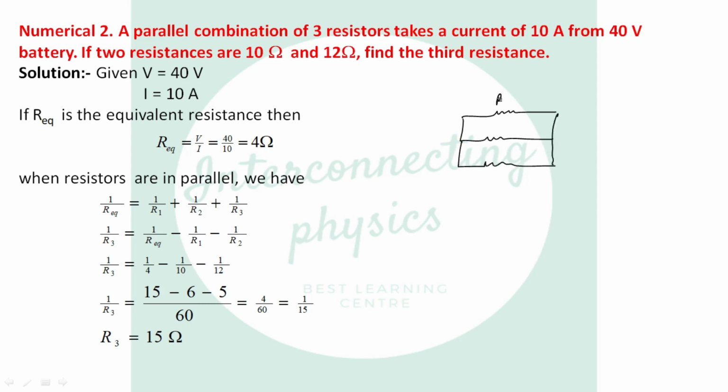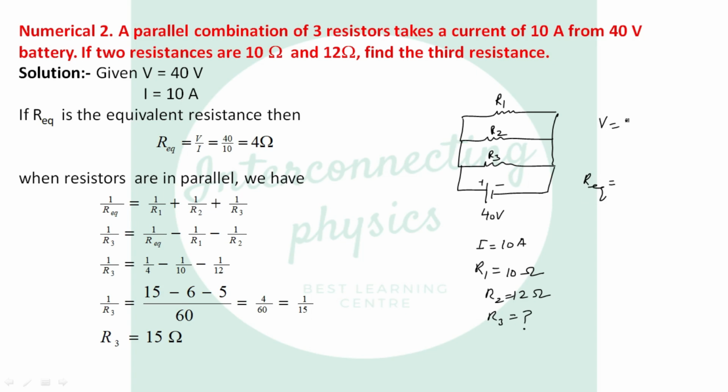We are given 3 resistors which are parallel. Okay. So 1, 2 and 3. Let us say this is R1, this is R2 and this is R3, and they are connected to a 40 volt battery, and current is given as 10 ampere. Let us say R1 is 10 ohm, R2 is 12 ohm, and we have to calculate R3. So let us calculate R equivalent. According to Ohm's law, V equals IR, so R equivalent is V over I. V is 40 volt and I is 10 ampere. So the answer is 4 ohm.